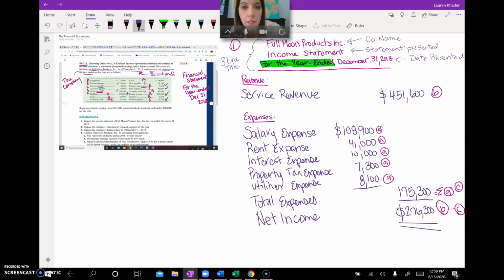We prepare our income statement first because we need net income to calculate the ending balance of retained earnings, as well as to be used as a starting point in our statement of cash flow when we're using the indirect method. So I'm going to end here.